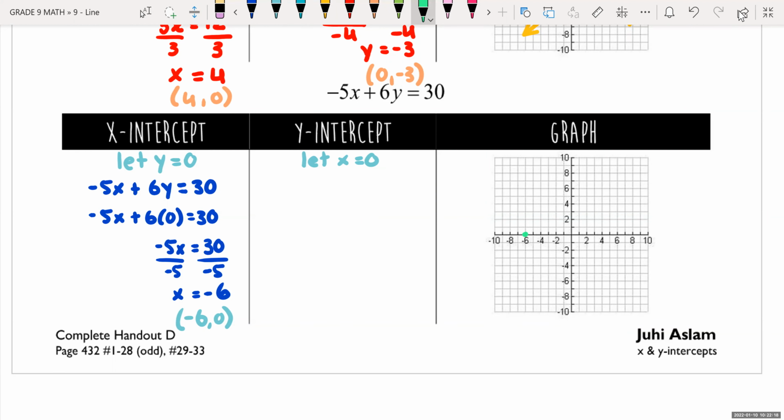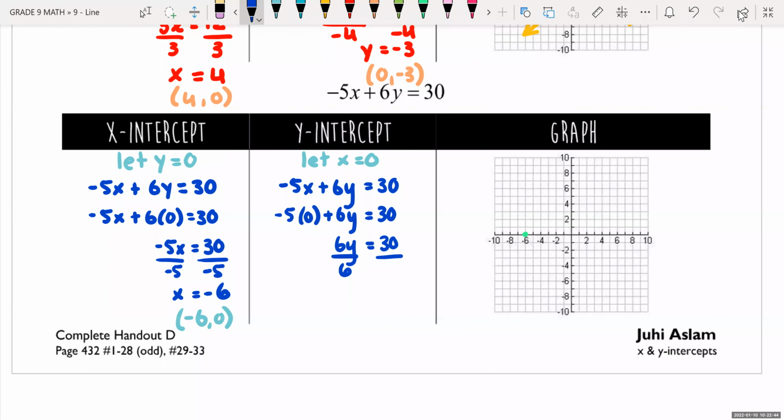I'm going to let x equal to 0 and I'm going to solve. So again, my equation is negative 5x plus 6y is equal to 30. And now I'm going to let x equal to 0. So it's just going to be negative 5 times 0 plus 6y is equal to 30. Negative 5 times 0 is 0, so it kind of disappears. And all you're left with is 6y is equal to 30. To solve for y, we're going to divide both sides by 6. And y is going to be equal to 5.